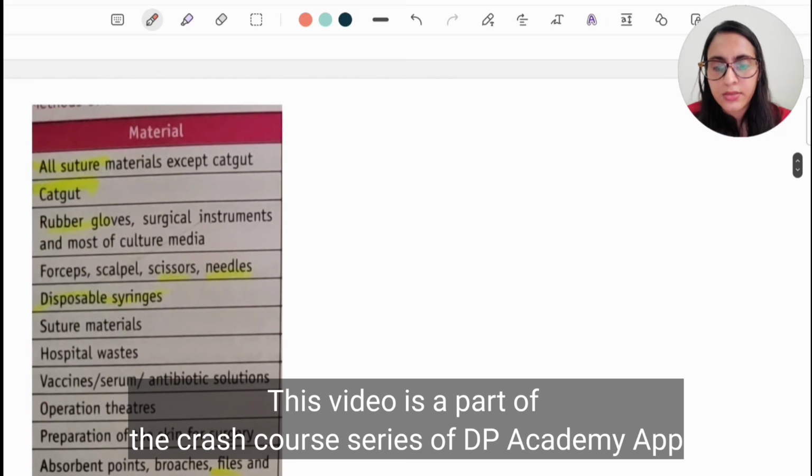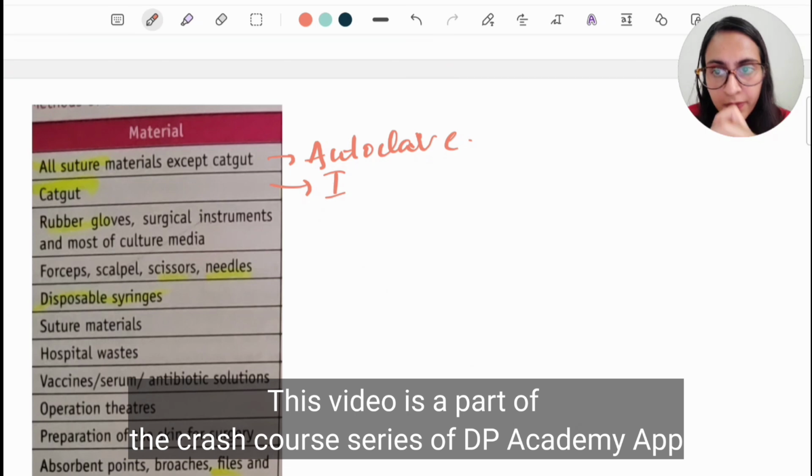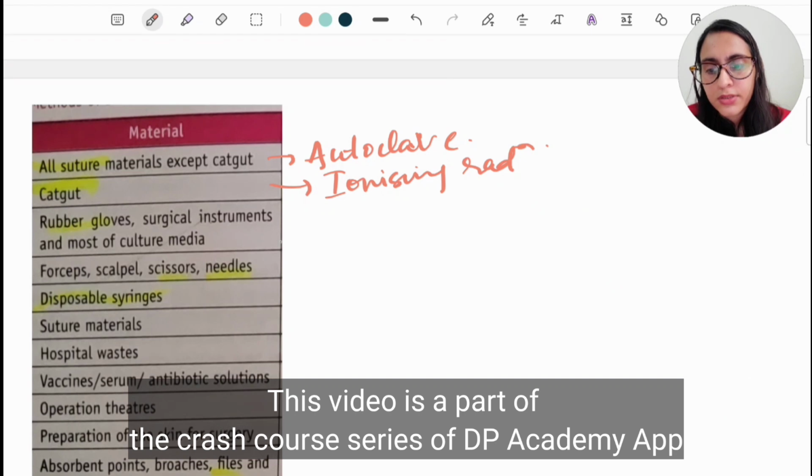Now coming to the materials and the method we use to sterilize. All the suture material except catgut, we use the autoclave. For catgut, we use ionizing radiation. Rubber gloves, surgical instruments, and most of the culture media, we already talked about, we use the autoclave again.